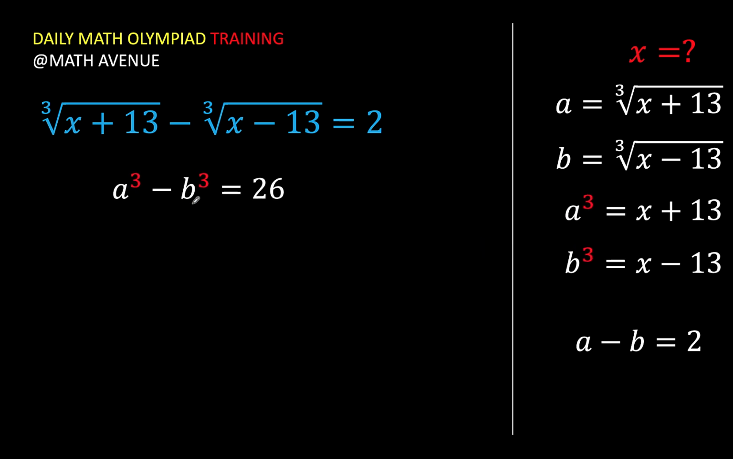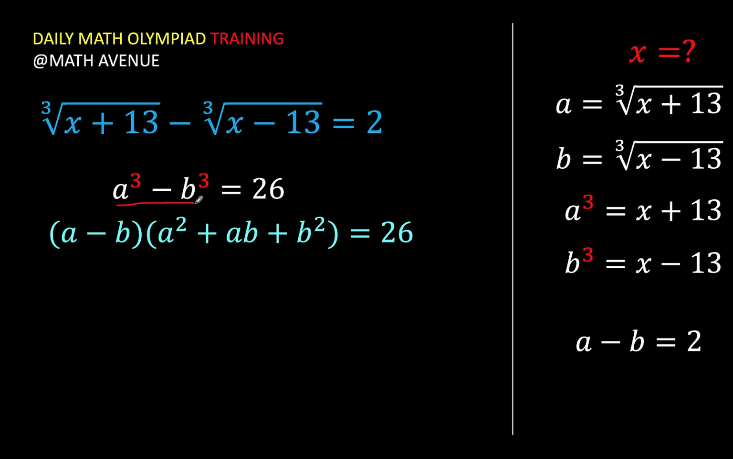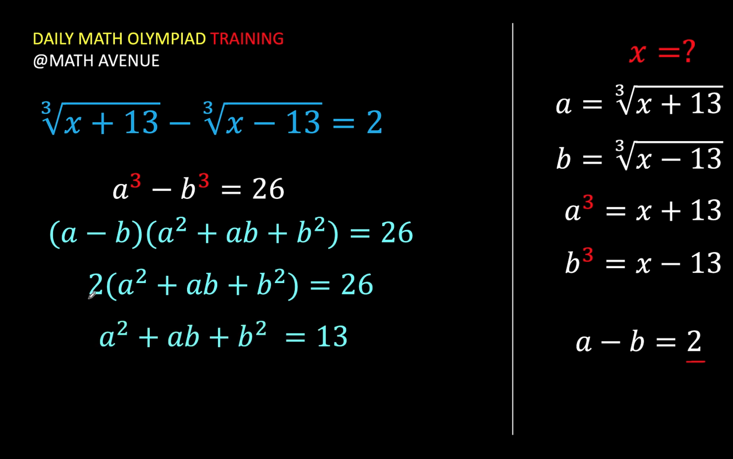Notice that a cubed minus b cubed is one of those special products, and its value is equivalent to the quantity a minus b times the quantity a squared plus ab plus b squared. So this difference of two cubes is now this part here. We just copy the right side. Then we simplify. We know that a minus b has a value of 2. Replace that. Then divide both sides by 2 to get 26 divided by 2 or 13 at the right side, and we just copy a squared plus ab plus b squared at the left side. Then let's save these two results as well.